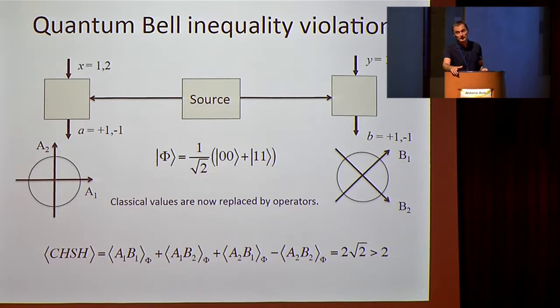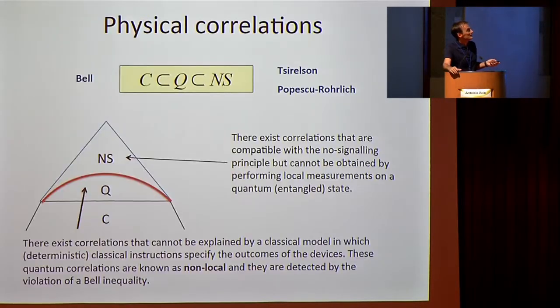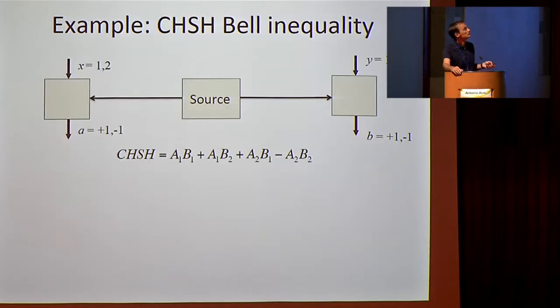So this tells you that there is no way of explaining this experiment by assigning definite measurement outputs to the measurements that you're going to implement. And this is why we say there is no classical explanation for this experiment. And this is precisely this region here, where quantum physics is different from classical physics.